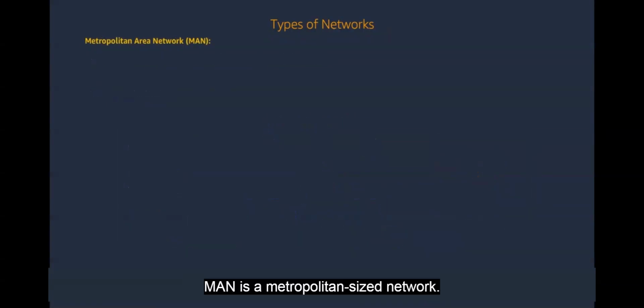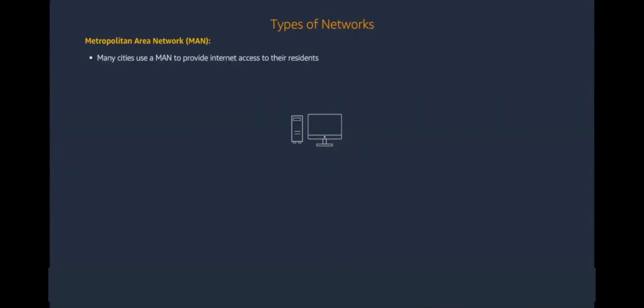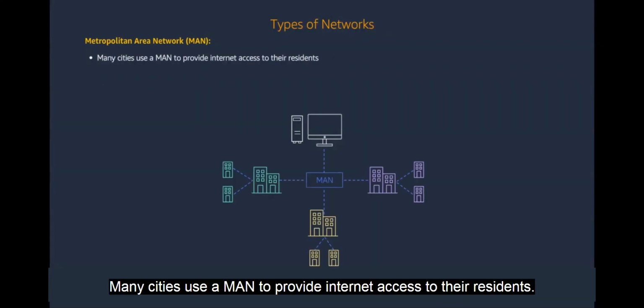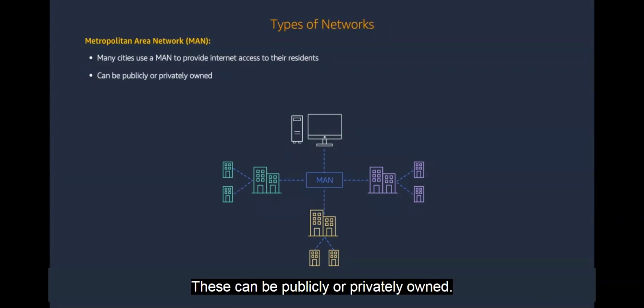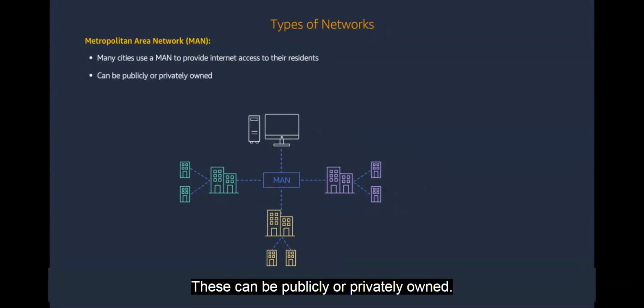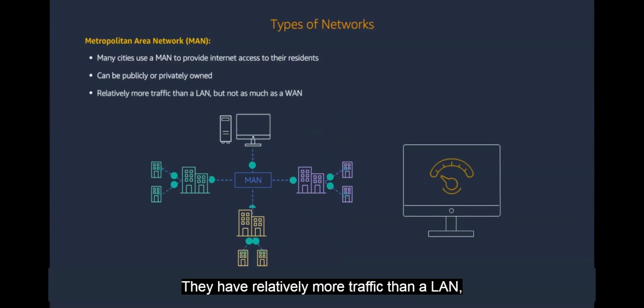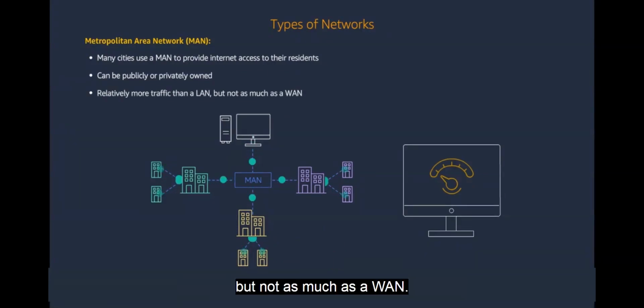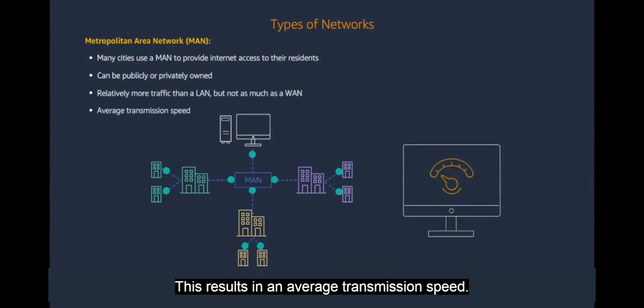MAN is a metropolitan-sized network. Many cities use a MAN to provide internet access to their residents. These can be publicly or privately owned. They have relatively more traffic than a LAN, but not as much as a WAN. This results in an average transmission speed.